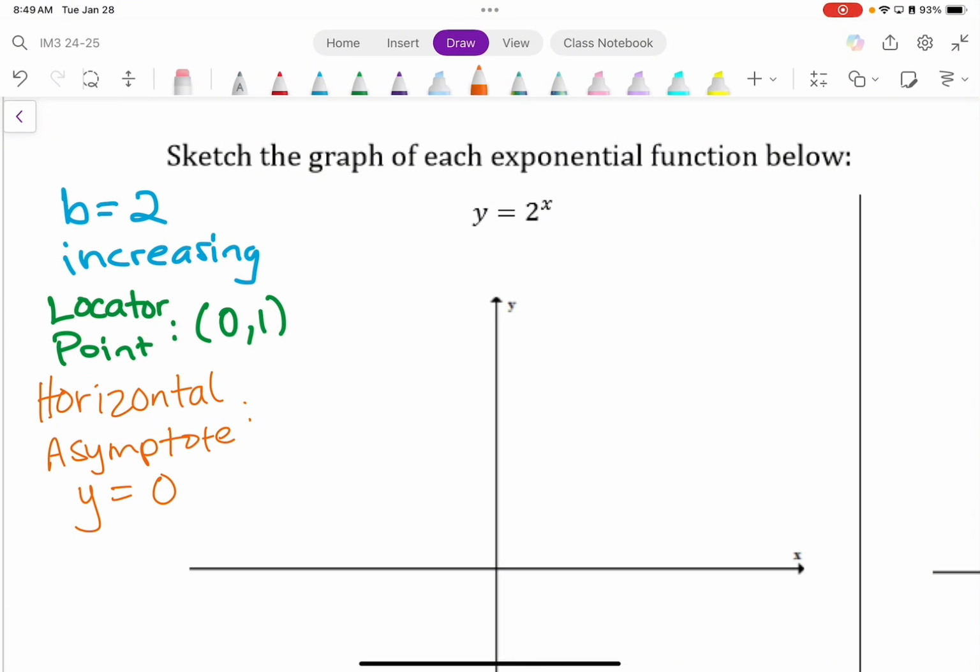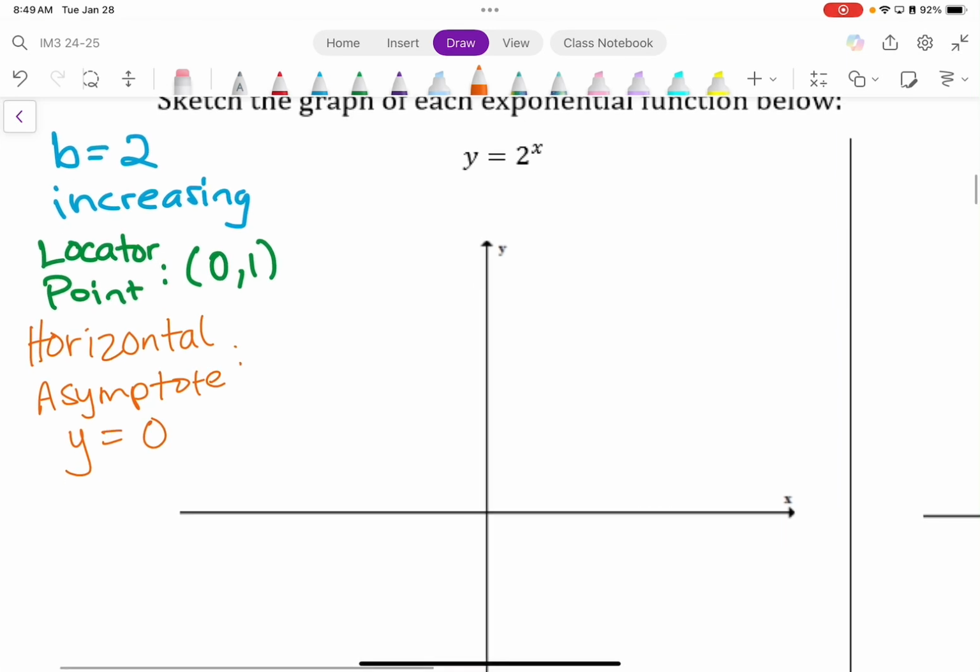All right, so we haven't really done any math. All we're doing is just identifying important information from here. And so now we're going to use that information to actually sketch a function. All right, so this is a locator point through 0, 1. So I'll go ahead and put a point there. This is 0, 1.